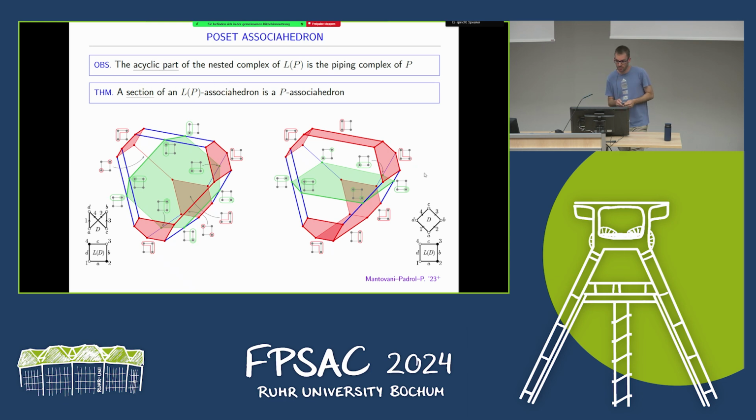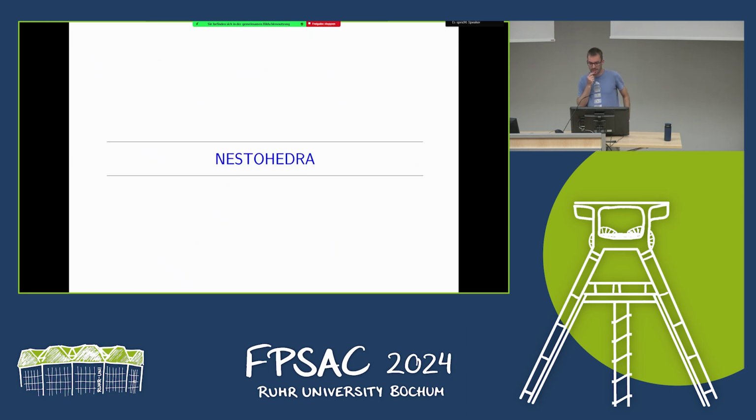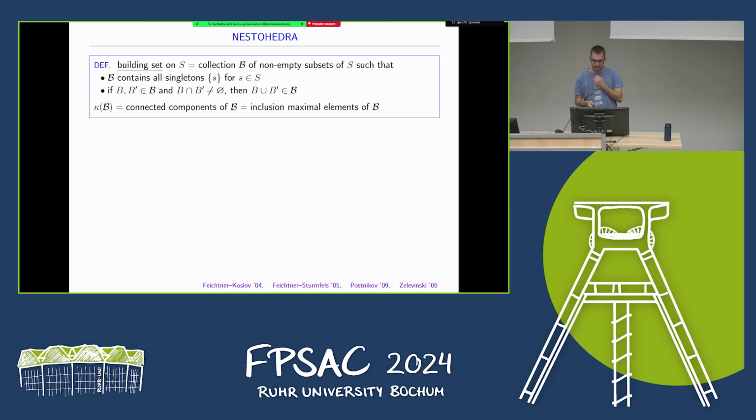Okay, so my goal is to show you this, but I want to show it in a more general context. And for this, I need nestohedra and oriented matroids. So let me start with nestohedra. I will have a ground set S, and I consider a building set on S, which is a collection of non-empty subsets of S, which contain all singletons and have the property that if I have two subsets B and B prime which intersect, their union should also be in my set. And I will denote by kappa of B the connected components of B.